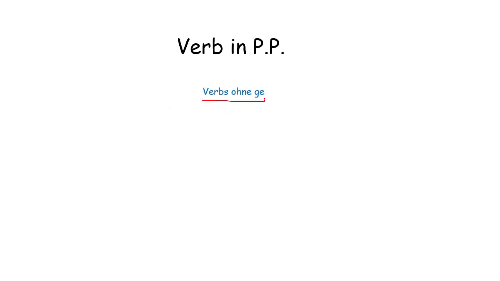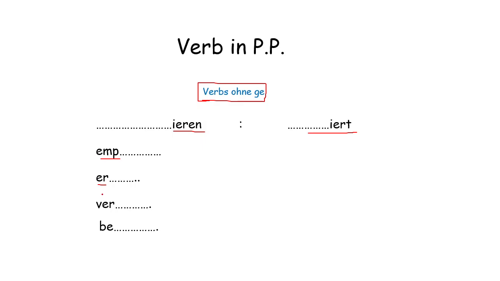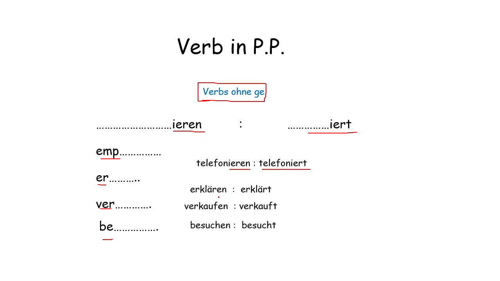Verbs without GE. As we know, all the perfect forms have a GE, but there are certain verbs with which we do not use GE. Like the verbs ending with IEREN, we just change this to IERT. Verbs starting with EMP, ER, VER, BE, ENT as well. And some examples: telefonieren ends with IEREN and the perfect form is telefoniert. Erklären, perfect form is erklärt. Verkaufen, verkauft. Besuchen, besucht.